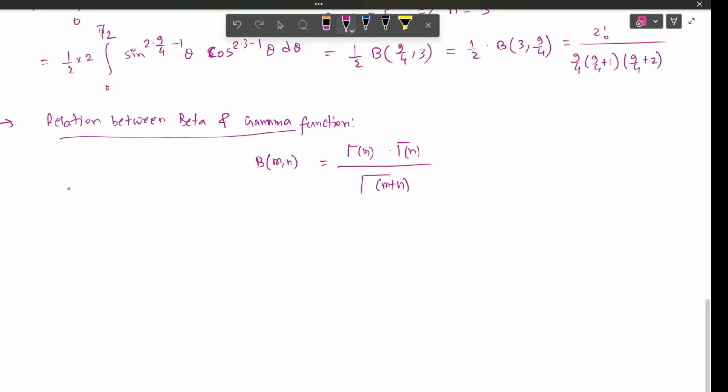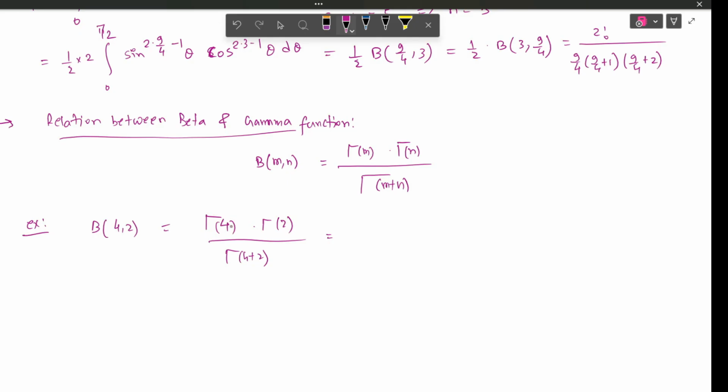So let's see one example related to this. We have to calculate beta of 4 comma 2. So you can calculate this value by using this relation. This should be gamma of 4 into gamma of 2 divided by gamma of 4 plus 2. Then this is a positive integer, right? So gamma of n should be n factorial.